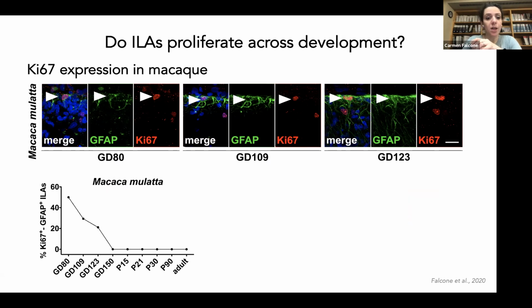And actually they do, because we found that they express a proliferative marker, which is Ki67, at gestation day 80 and 109, but then we couldn't find any proliferative interlaminar astrocytes after gestation day 123, which is exactly when they start branching down the processes. So that makes sense. They arrive there, they proliferate for a while, and then they start branching down processes.